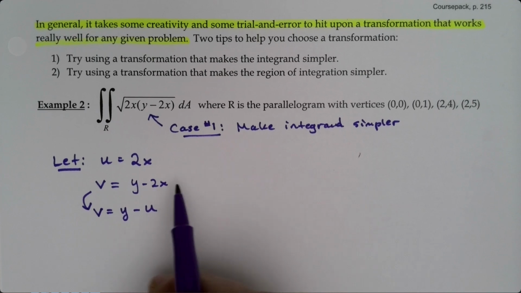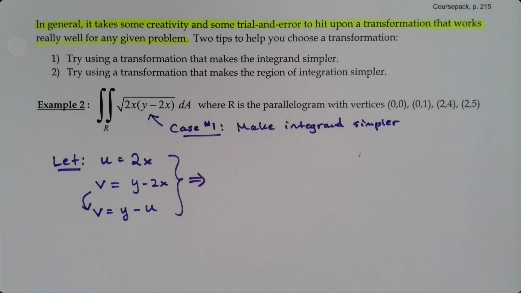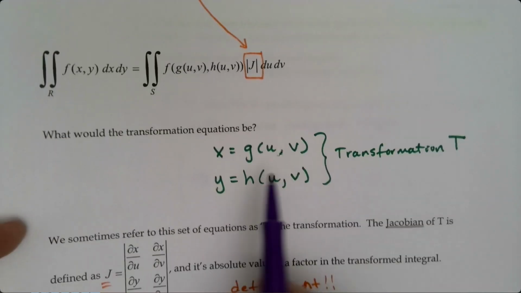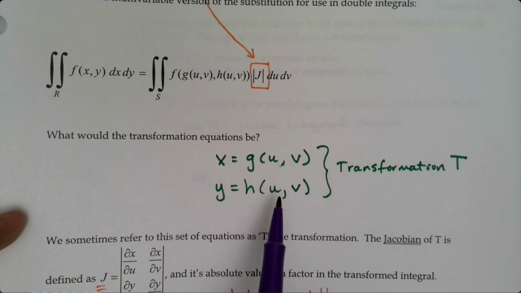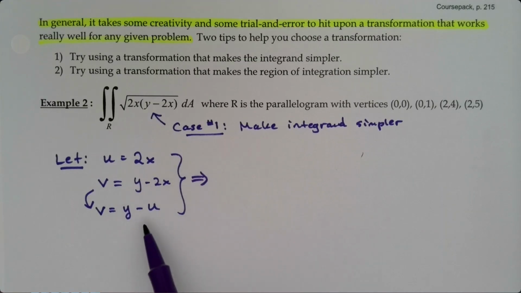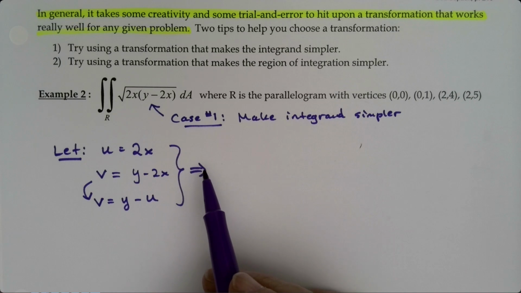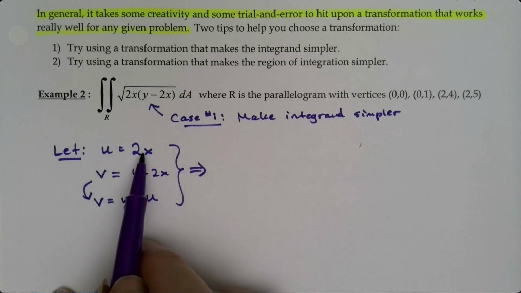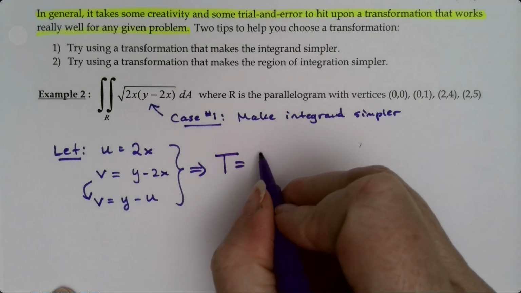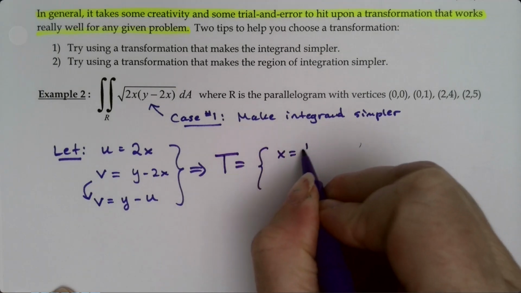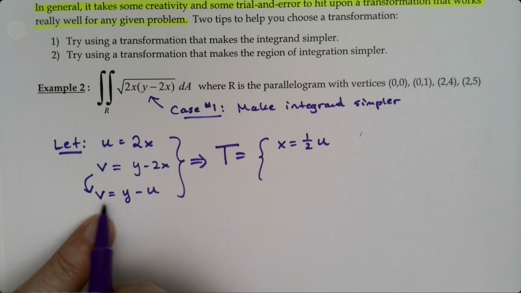Okay, now give yourself some space here for a second. This is not how we define the transformation. The transformation has to be defined as x equals some function of u and v and y equals some function of u and v. And we kind of have the opposite, if you will. We've defined u and v. So we have to transform this into a transformation. Okay, so x would be u divided by 2. So this is our transformation T. We're going to let x be 1/2 u. And we're going to let y be, if we solve this for y, u plus v.